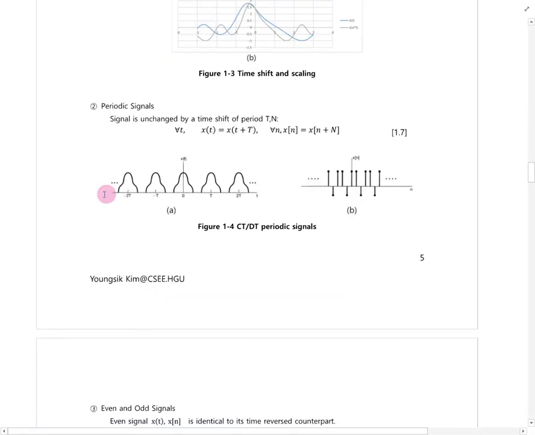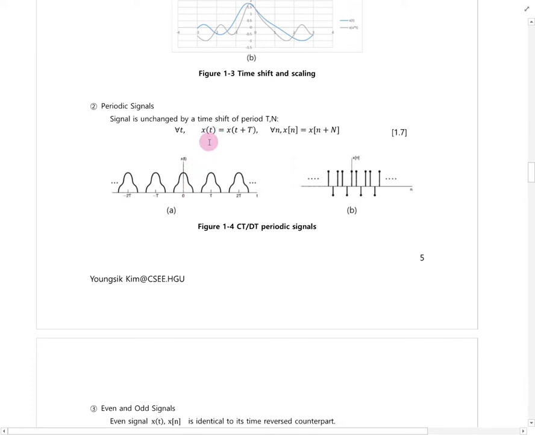Okay. The topic is periodic signals. What is a periodic signal? Here are the definitions. For all times, if x(t) equals x(t + T), if the signal satisfies this condition, then T is called the period. Here is one of the periodic signals. Every time T, the same pattern is repeated this way. This is a periodic signal, and this is what the period means.